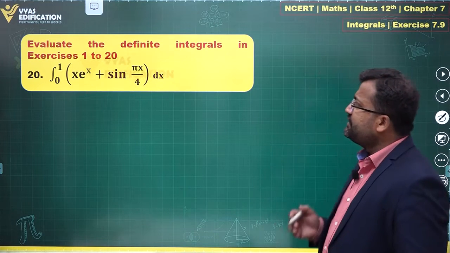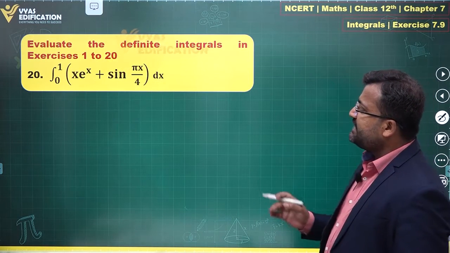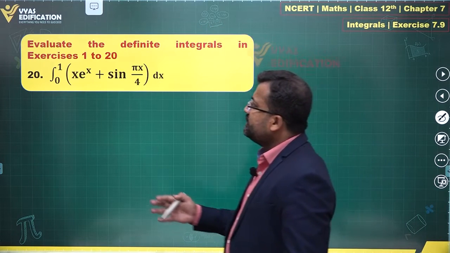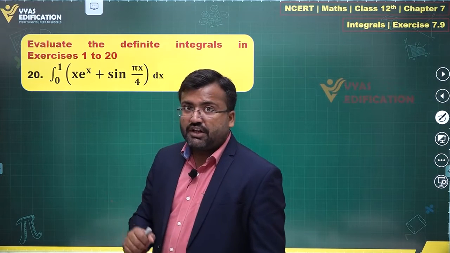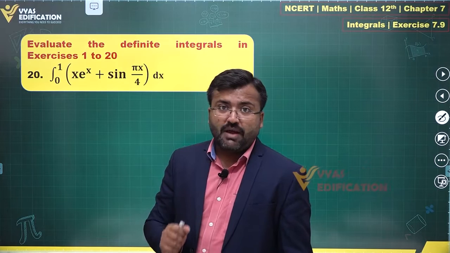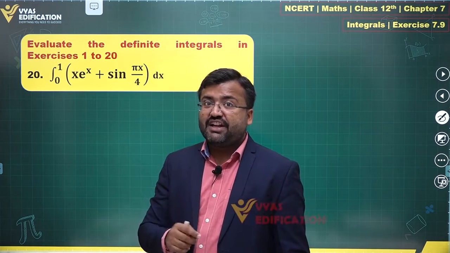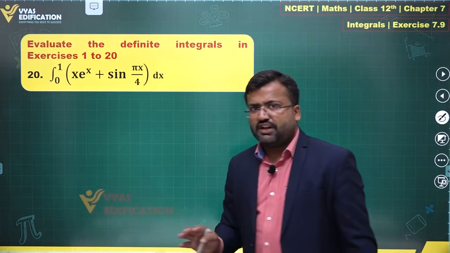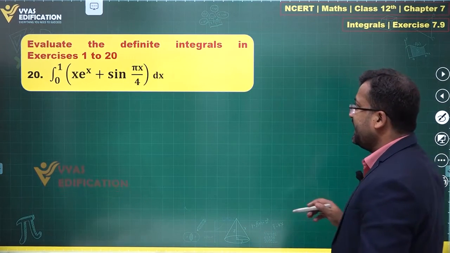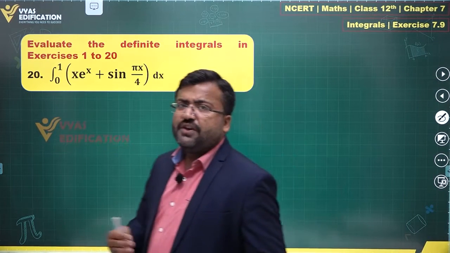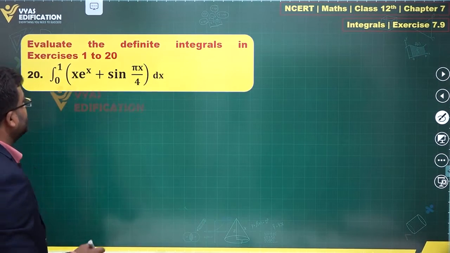Question number 20 says, evaluate the integral from 0 to 1 of x e power x plus sine of pi x by 4. How do we do that? So this x e power x is actually a product of two functions, yes. So integration of this can be done with the help of by parts, or there's a special integral related to e power x, we can use that. The integral of sine pi x by 4 is not a difficult thing, right? We can easily handle that. This is a linear function of x, and we can easily find the indefinite integral. So first focus on finding the indefinite integral of this function.